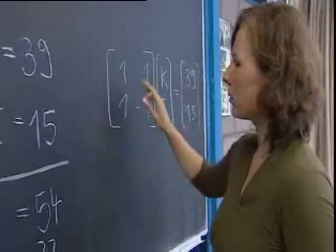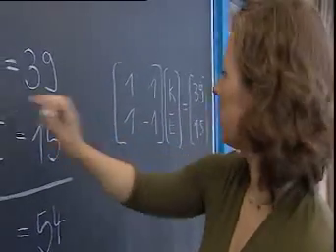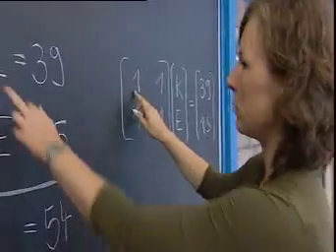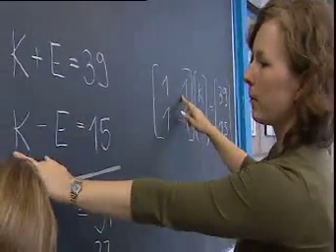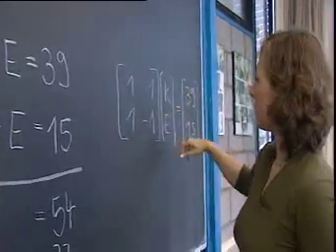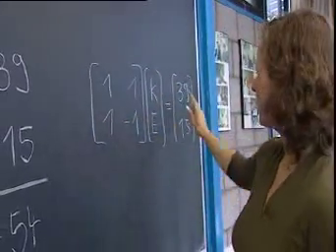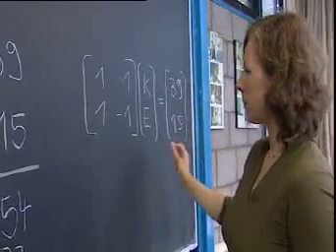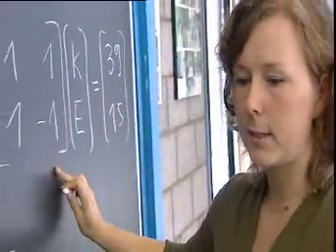Mathematicians write these systems of equations in a simpler way. We only take the numbers. Instead of the K and the E, we just write 1. And here we have 1 in front of the K and a minus 1 in front of the E. We put the numbers here and here, and the 39 and the 15 as well. And the object here we call a matrix.